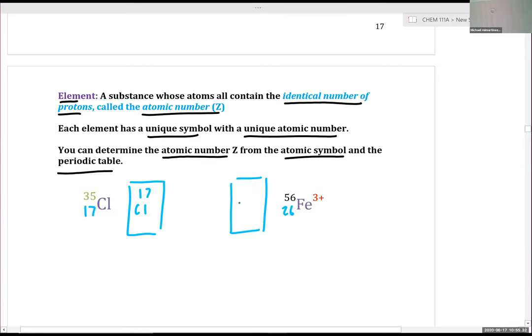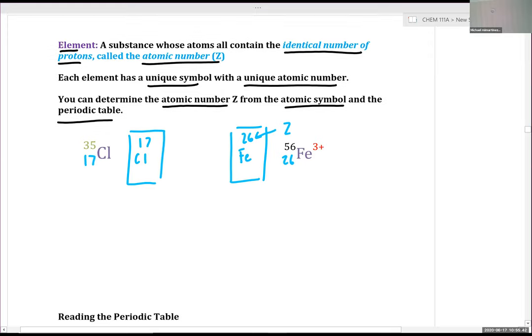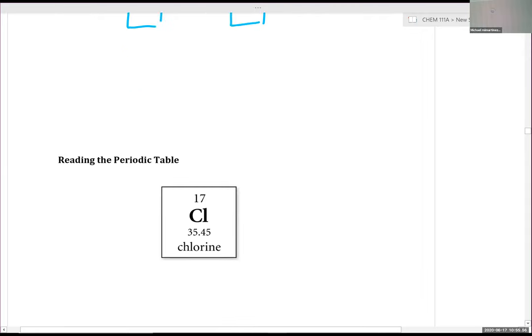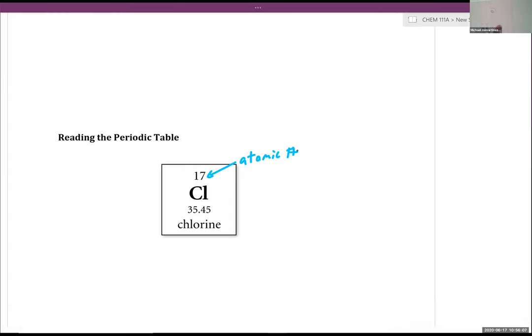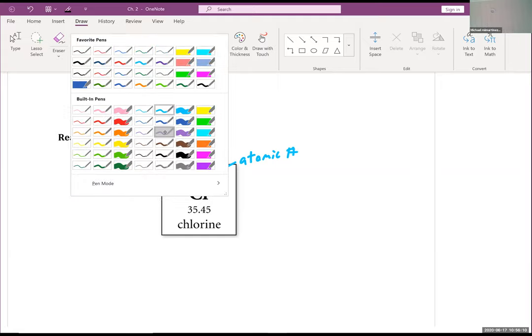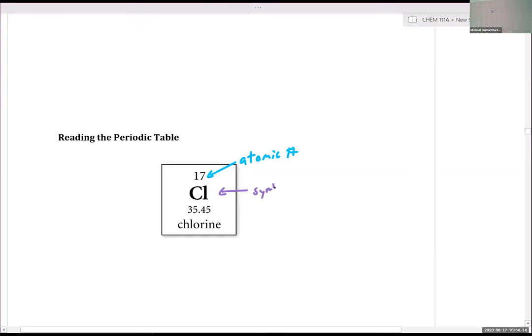Again, just to show what you would see if you look in the periodic table, the atomic number Z is the number above your element symbol. Wonderful. So we have all the tools we need so far to begin to break apart this isotope notation and figure out the number of each of these fundamental particles. So again, just reading the periodic table, the number above your element symbol is your atomic number. Another thing to note is that the atomic symbol and the name are also linked. So given the name, you can also figure out the atomic number.